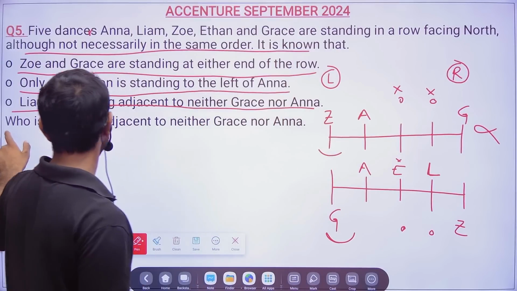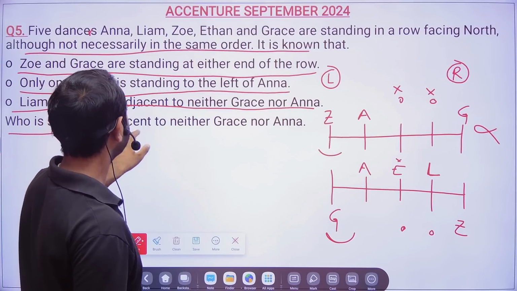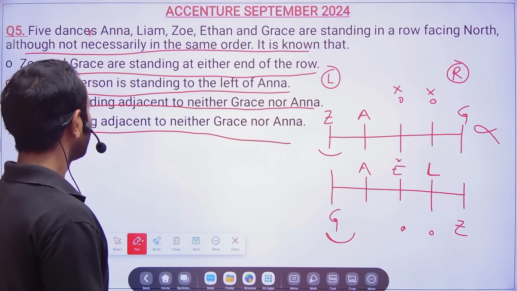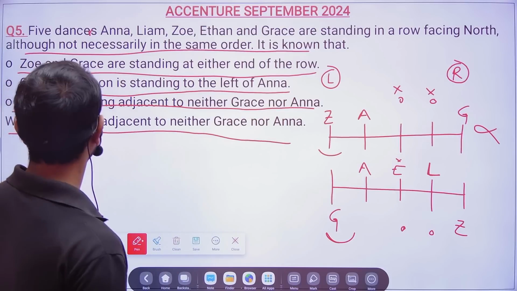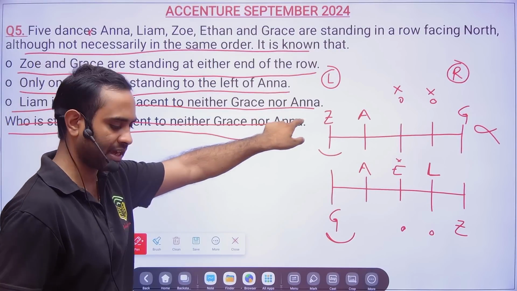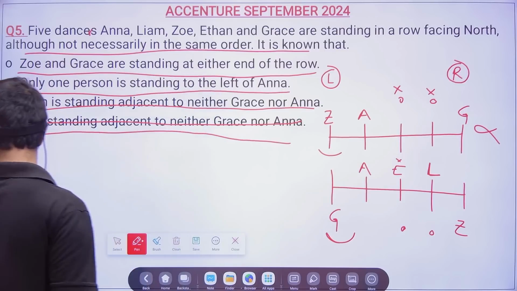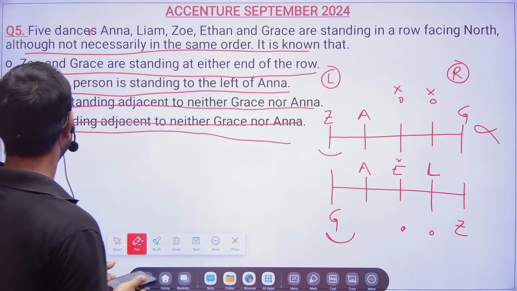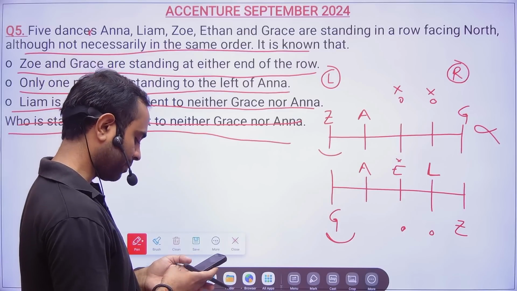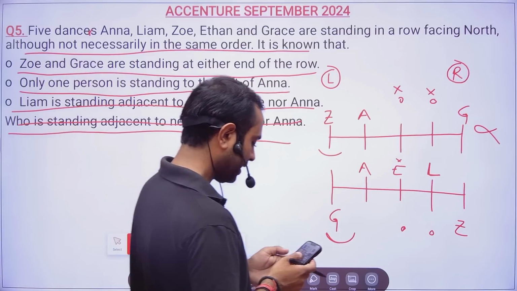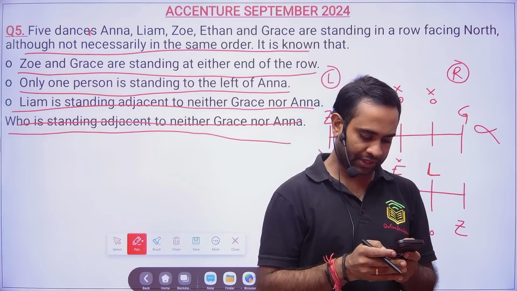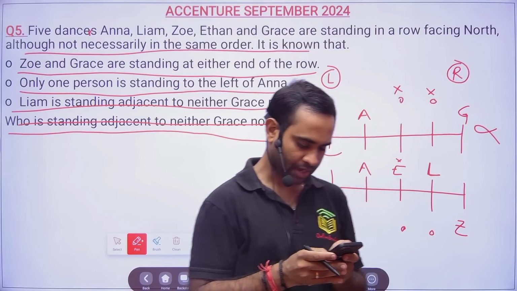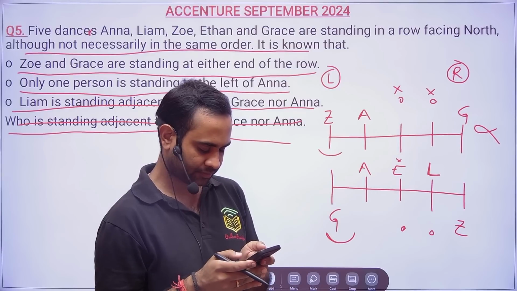Now the question is, who is sitting adjacent to neither Grace nor Anna? Basically this question will be a little different. So just let me check once. What was the question asked? Because it is being repeated here. Just a minute and I will tell you. I will have to see the question. Where is the question?